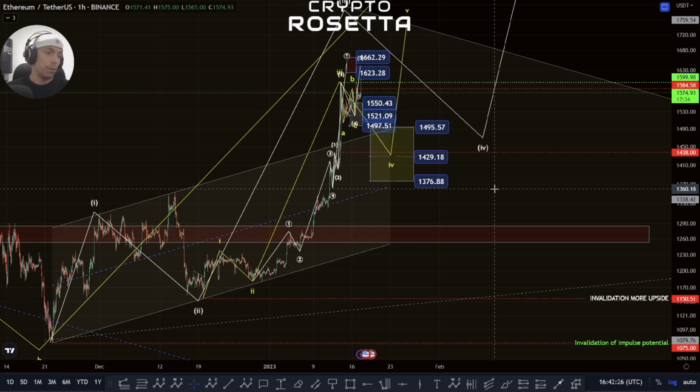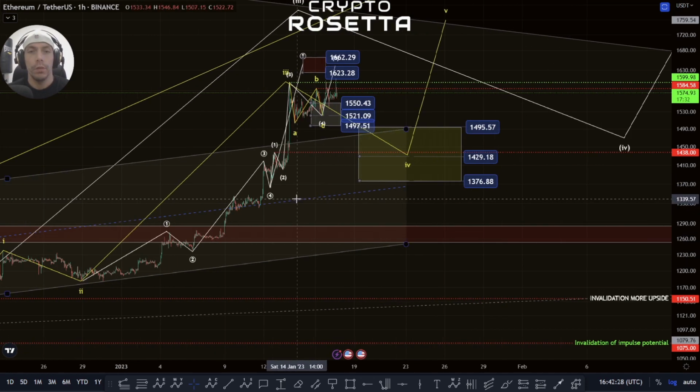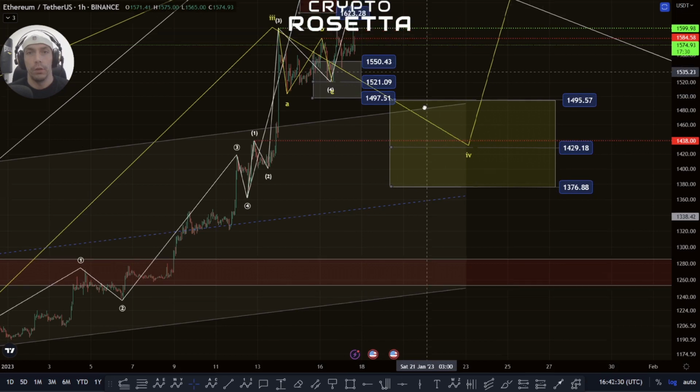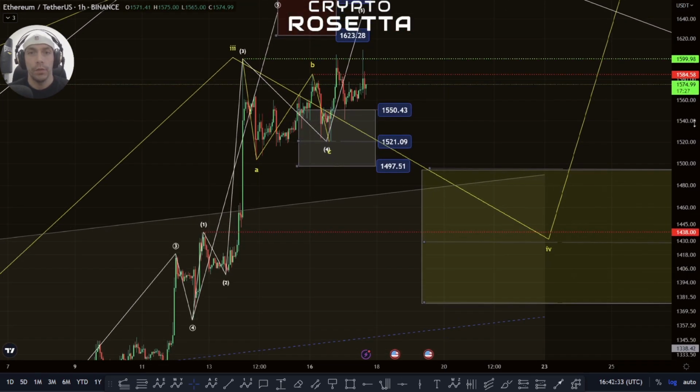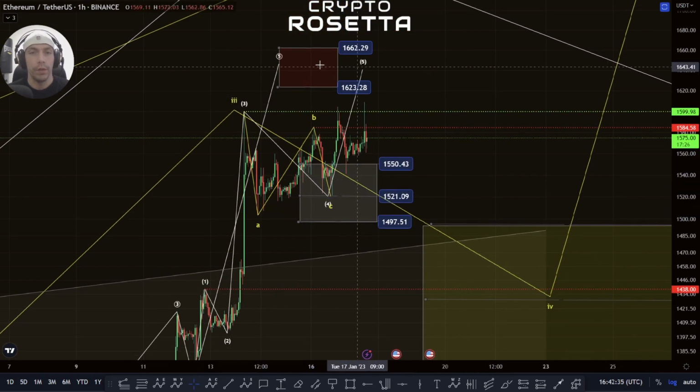Okay, so we're going to get into it now. There are a few things we need to talk about within the structure. Not a lot has happened, to be fair. It's just been a lot of range-bound, sideways action going on in here.